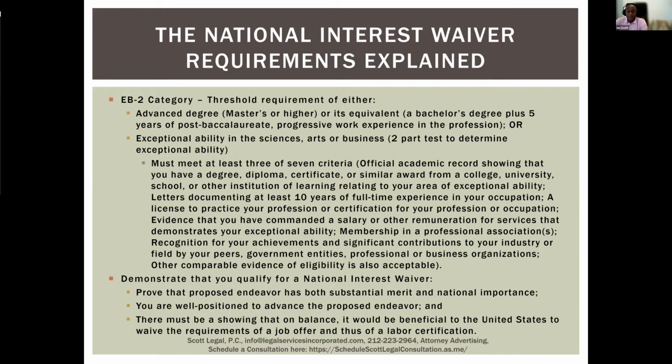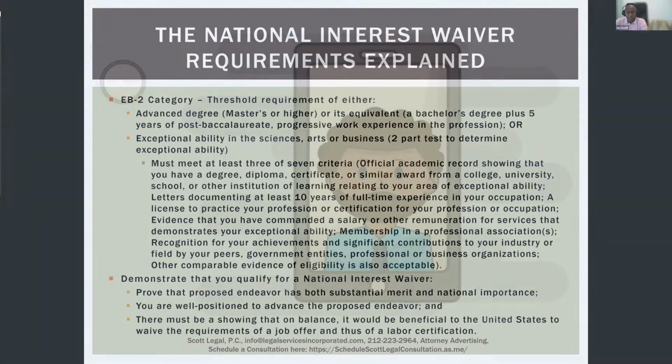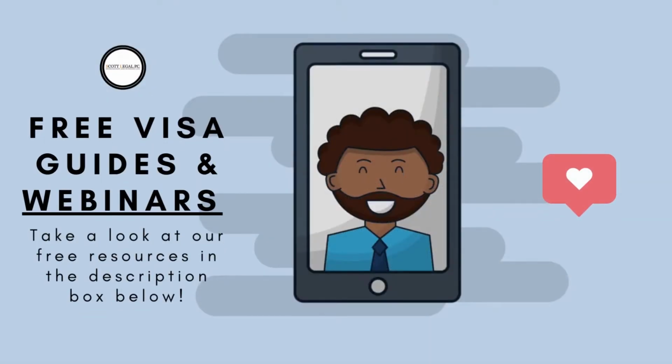So the next category that we're going to talk about is the National Interest Waiver. And this is another great category for investors, and one that we've been utilizing frequently. We just had a National Interest Waiver approval for an entrepreneur just last week, and it really can be an excellent category for entrepreneurs, and in particular, people who are on an E2 visa and want to move to some option of a green card.